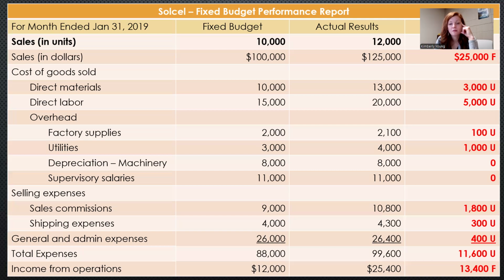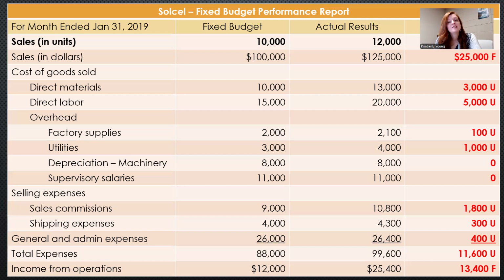Same thing with factory supplies. We spent more than what we had budgeted for because we only budgeted for 10,000. Utilities, we spent more. Should we have spent more? I don't know. Not with this budget. Depreciation, that's good. It stayed the same because you're going to depreciate it if it's straight line, based on time and not based on how many units you produced.